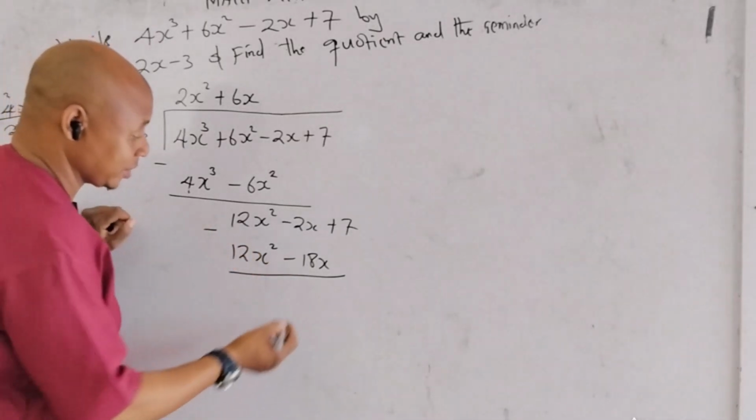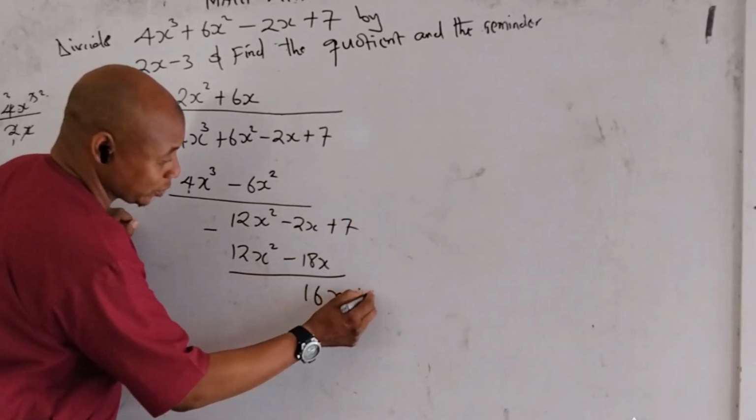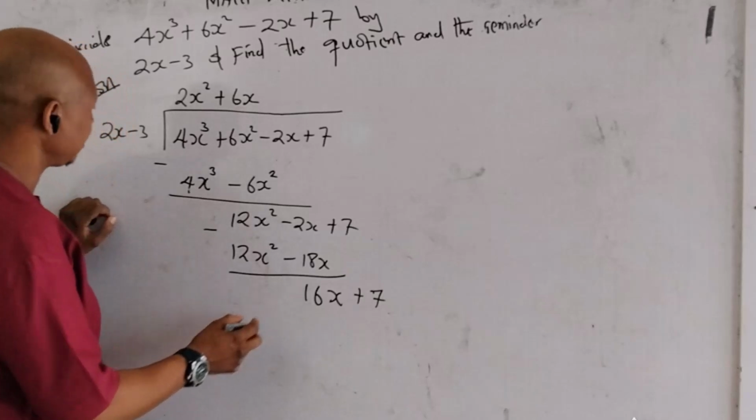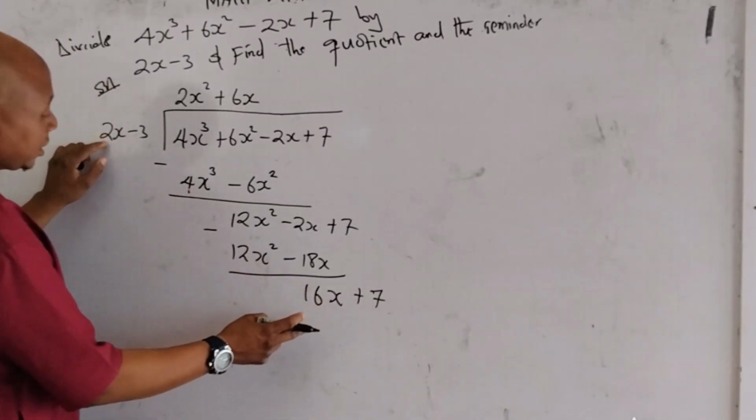So we're going to have a positive value, which is 16x. So we bring this one down also, we have plus 7. So next is to divide this by 16 also. x will go with x.